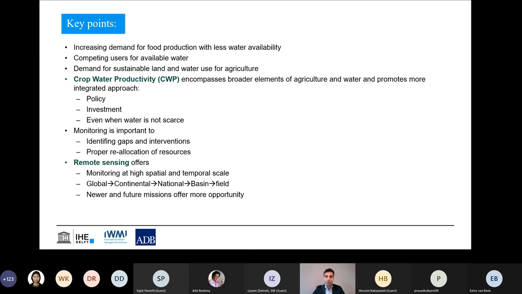So there would be more opportunities in future to use remote sensing to support water productivity analysis.